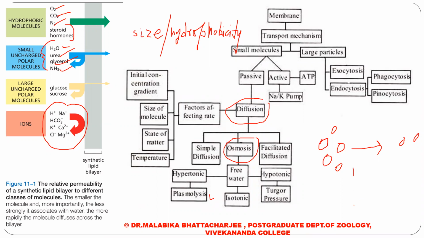If I show you this picture graphically, there is a higher concentration of this solute molecule and it is gradually lowering on the other side. This is known as concentration gradient. So we have more of one molecule on one side of the membrane and less of it on the other side of the membrane.